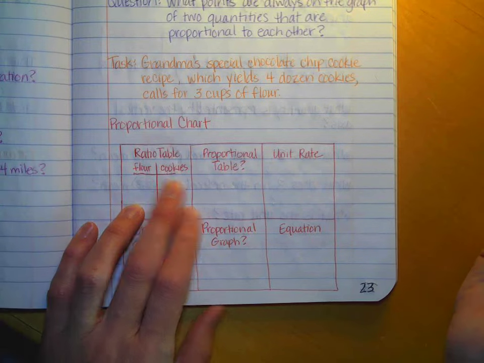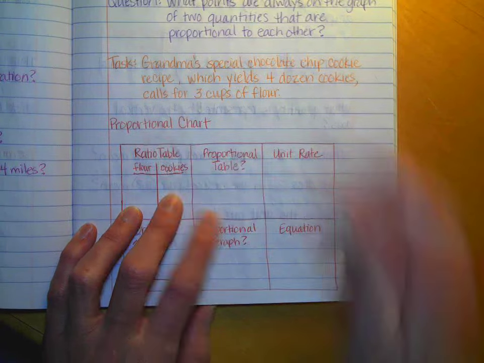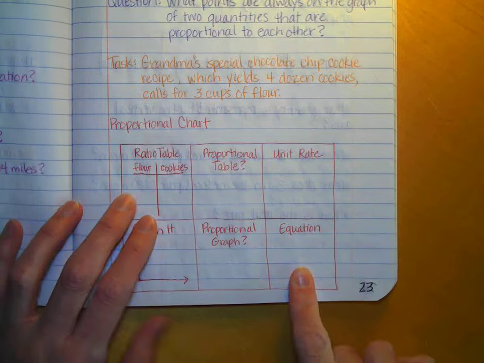So we just identified the X and the Y value, yes or no. The flour is the X. The cookies are the Y. Okay, remember that. You're going to need that for this box down here.